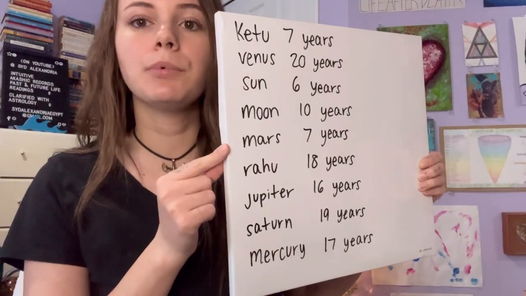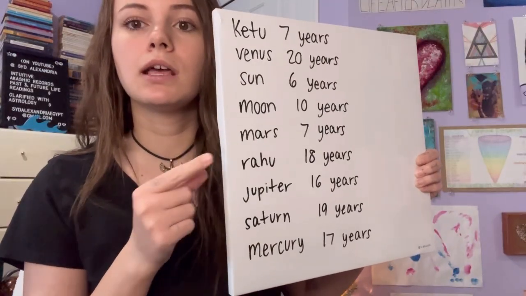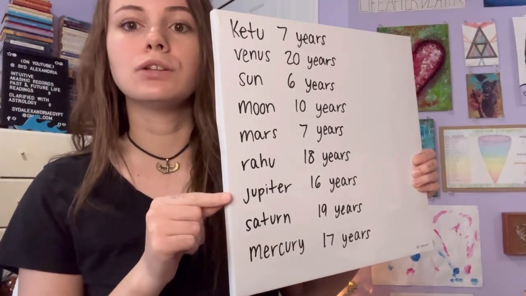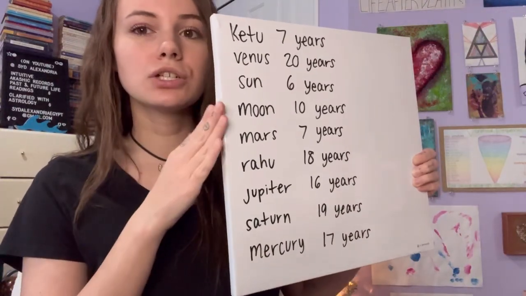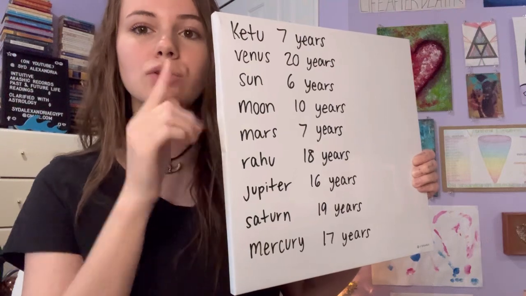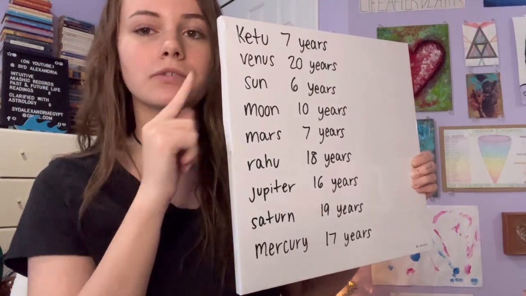So I was born with a couple years left of my Mars period, then I go into Rahu, then Jupiter, then Saturn, then Mercury, then Ketu, and it just continues. This is a 120-year cycle, by the way, so you probably won't go into another one for a second time.